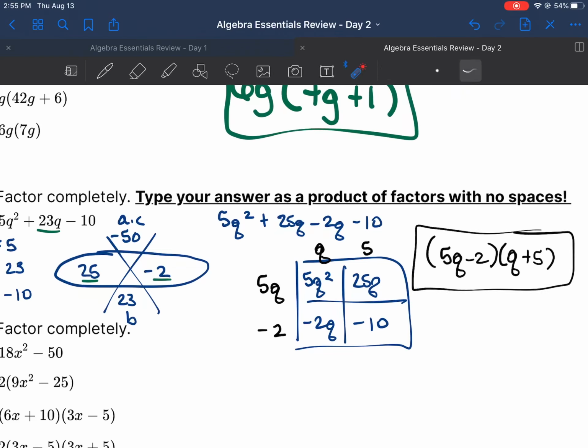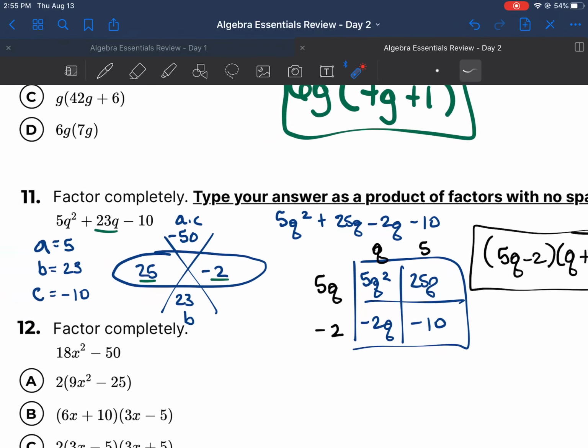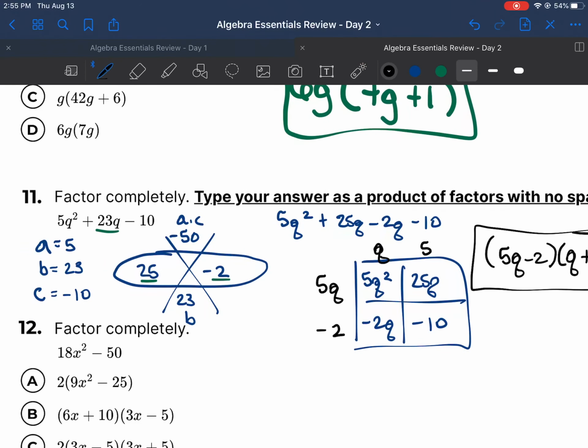And notice that we can double check by multiplying. 5q times q is 5q squared. 5 times 5q is 25q. Negative 2 times q is negative 2q, and negative 2 times 5 is negative 10. So everything checks out here.